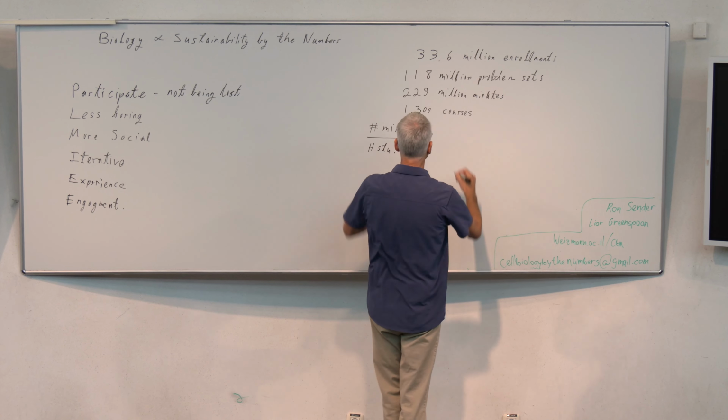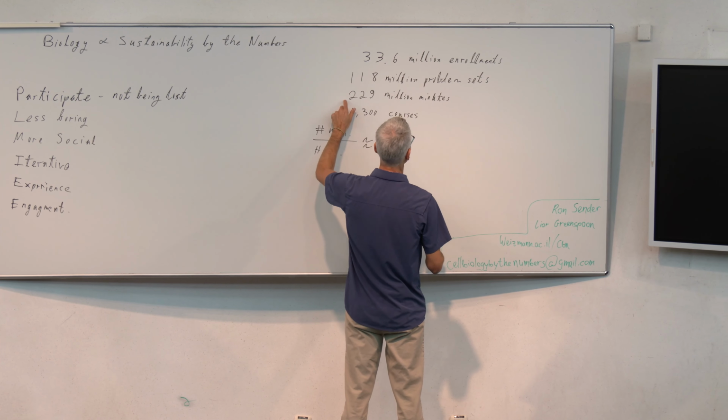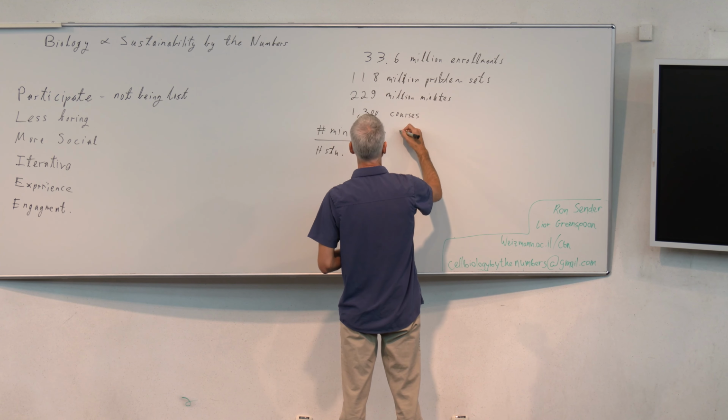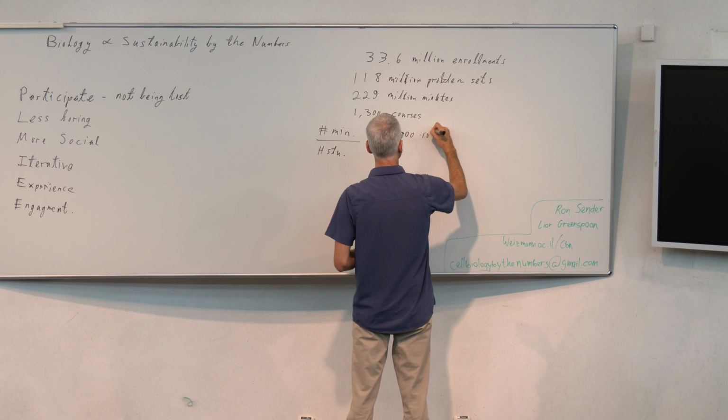So we have about 30 million. No, excuse me. We have about 200 million divided by 30 million. So that's roughly 10 minutes per student.